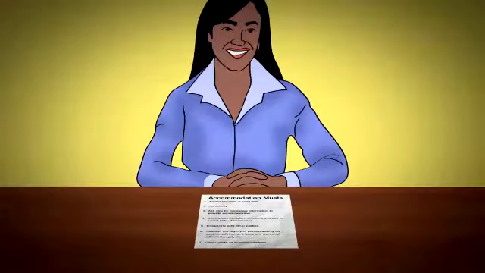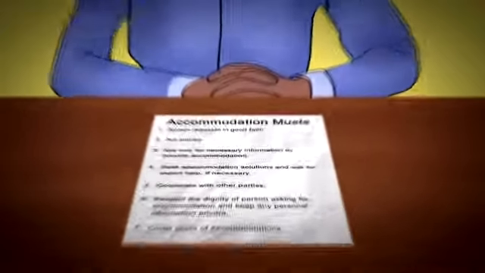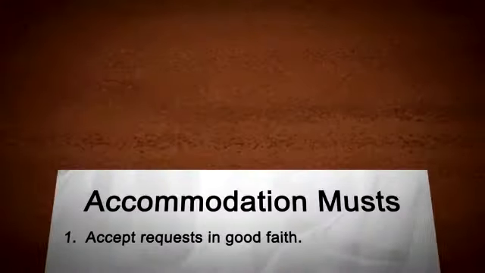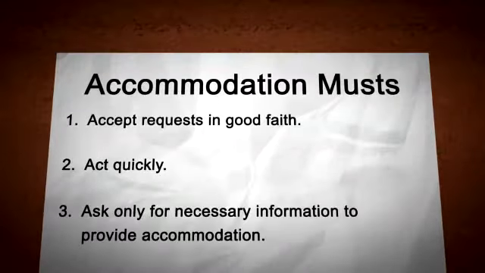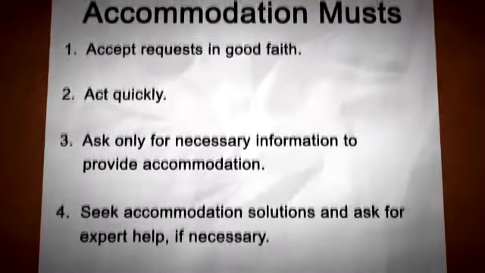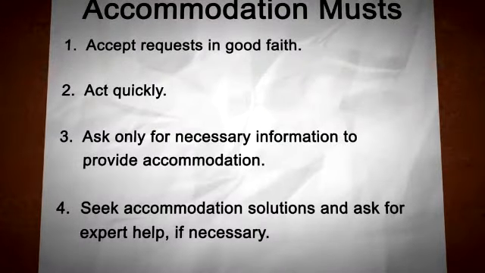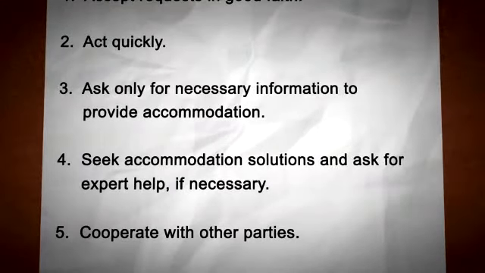An employer, union, landlord, or service provider must accept requests for accommodation in good faith. Act promptly, even if it means creating a temporary solution before a long-term one can be put in place. Ask only for information needed to provide the accommodation. For example, you may need to know that someone with vision loss is unable to read printed material, but not how or why she lost her vision. Actively seek appropriate accommodation solutions and ask for expert help if needed. Cooperate with other parties where necessary.